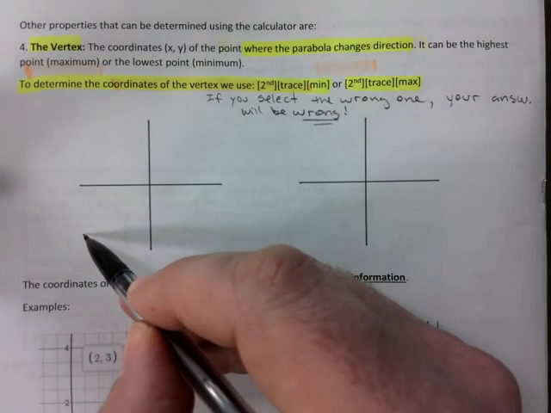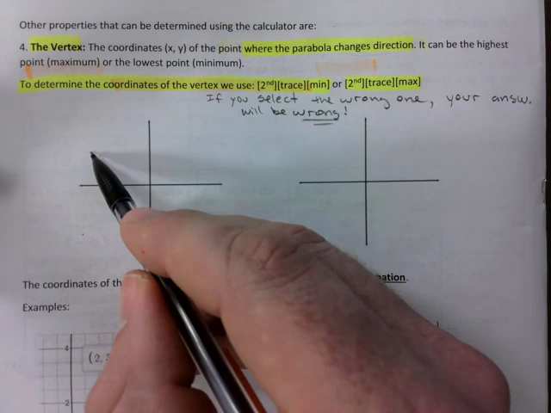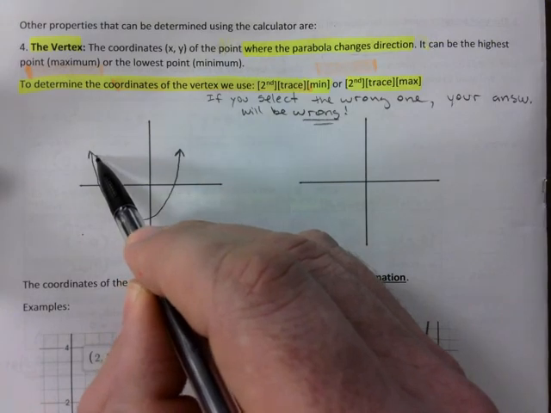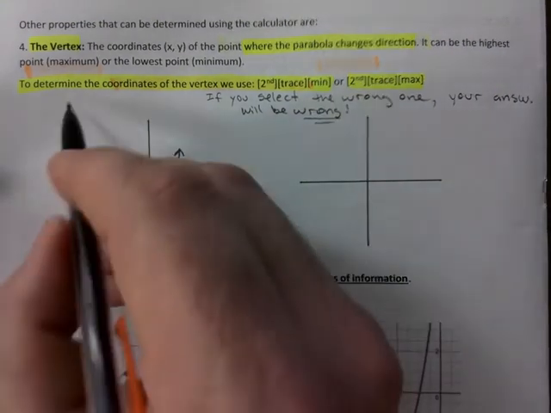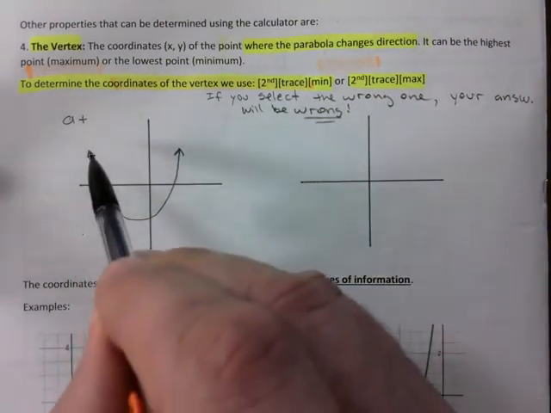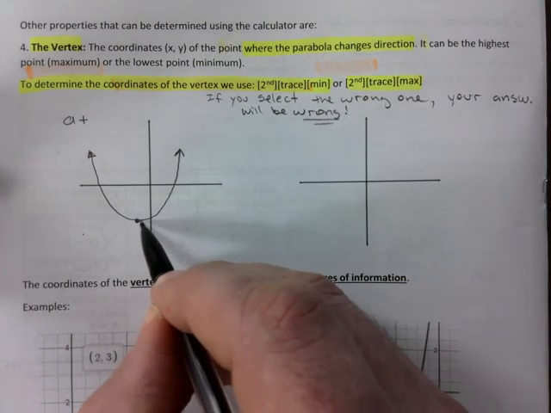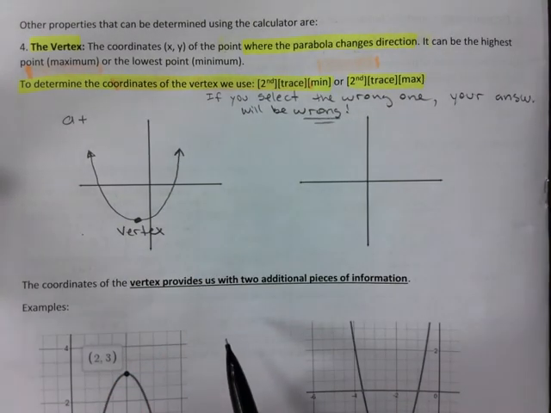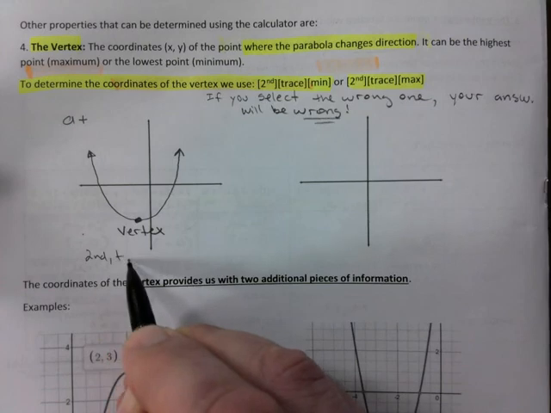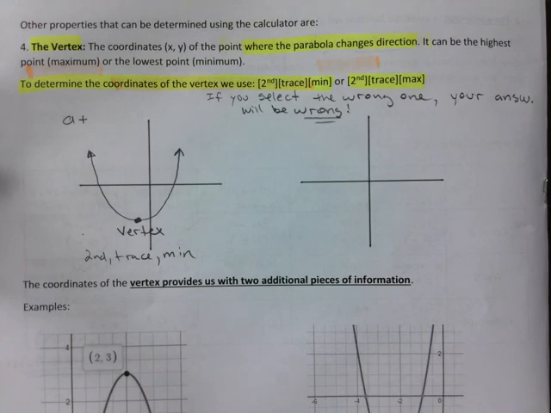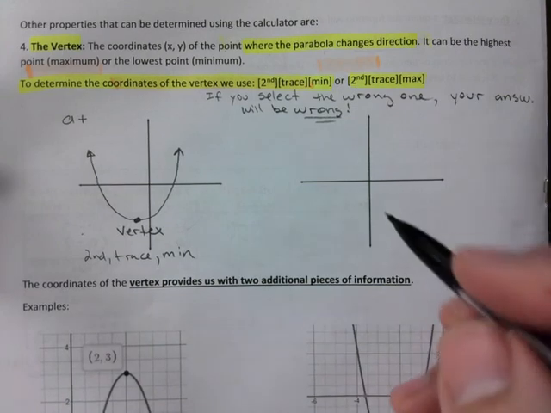Watch this. If your parabola goes like this, you graph it, and you might have to do some tweaking until you see it. But really, the value of a: if a is positive, you're expecting it to open up. You don't know where it's going to be, but it's going to open up. In that case, this is your vertex here. So you're going to use second trace min, which is 3. Second trace 3 is the min. So you just look at it and you know you have to use the min here. Don't use the max because it's going to be wrong.